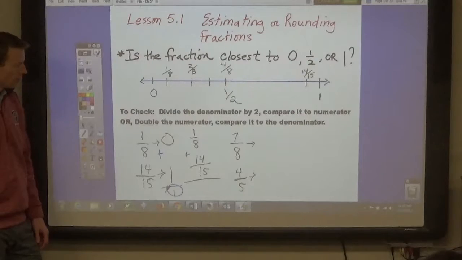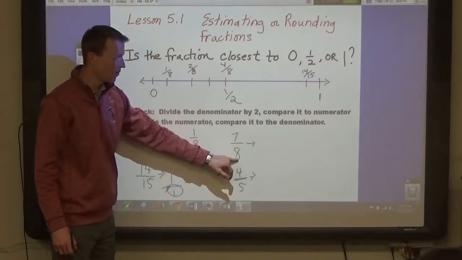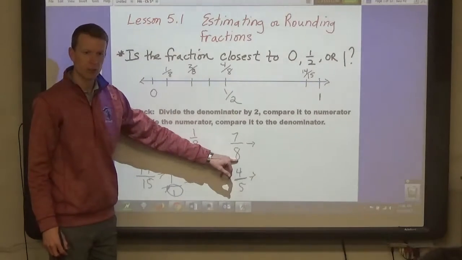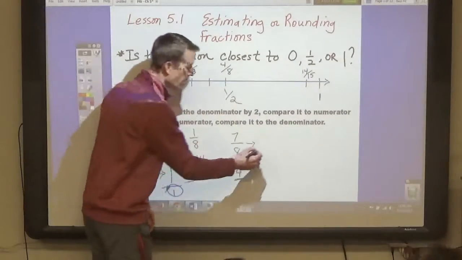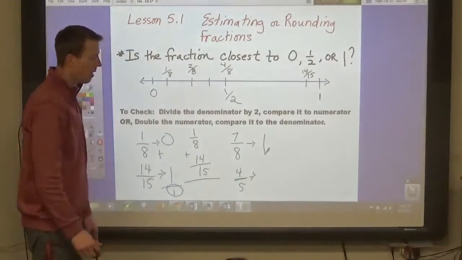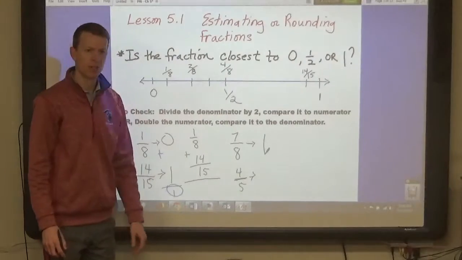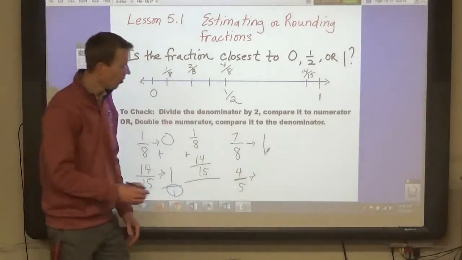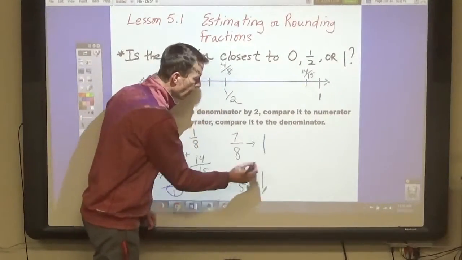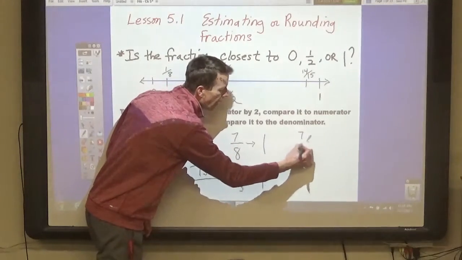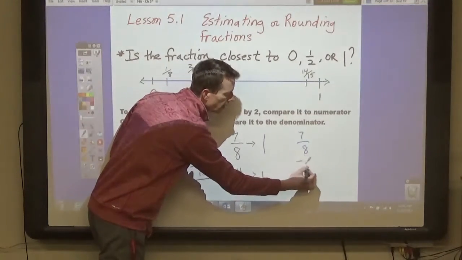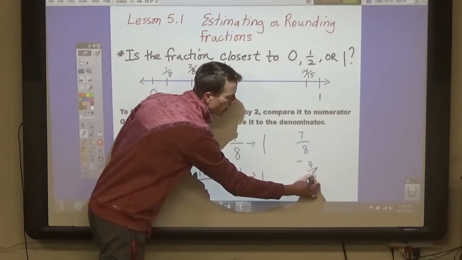Okay. How about 7 8s? What would that be closest to? 1. How about 4/5? What would that be closest to? 1. So what if we were doing an estimate of 7 8s minus 4/5?